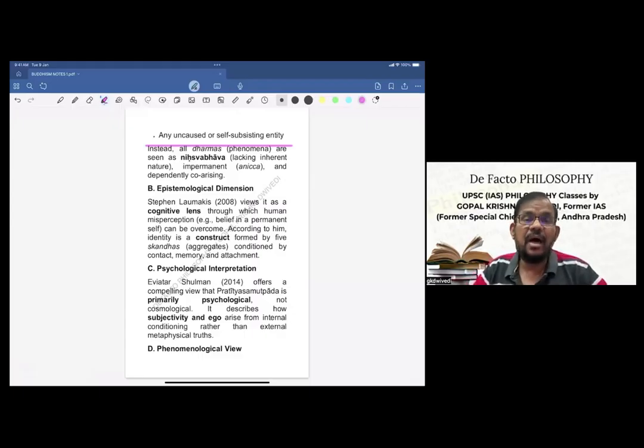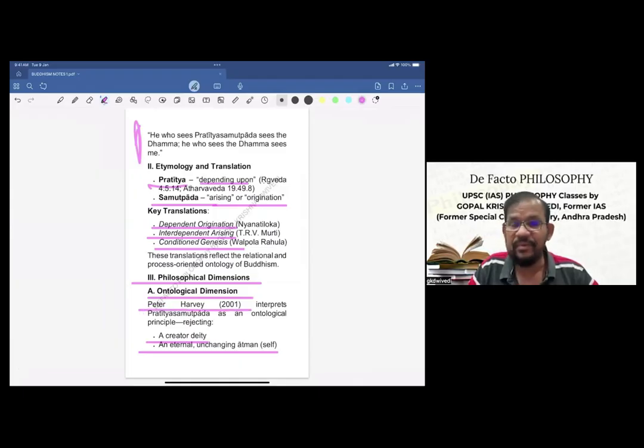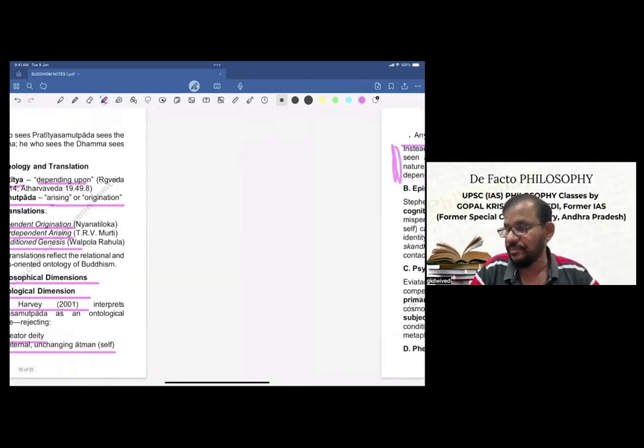Instead, all dharmas, that is, all phenomena, are seen as nihsvabhava, that is, lacking inherent nature, impermanent, and dependently co-arising. So this is the meaning of Pratyut Samutpad given by Peter Harvey, because he has come out with Pratyut Samutpad as an ontological principle meaning this.